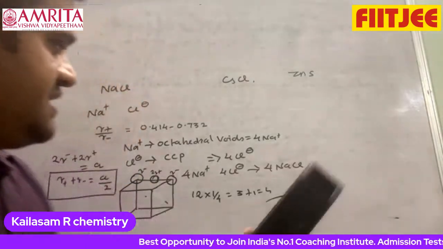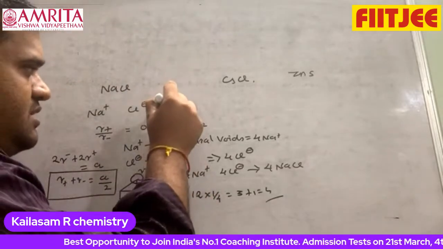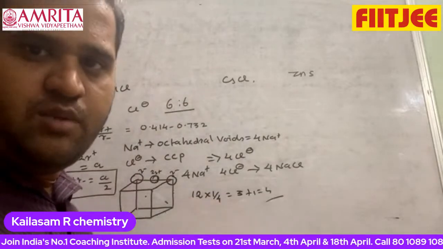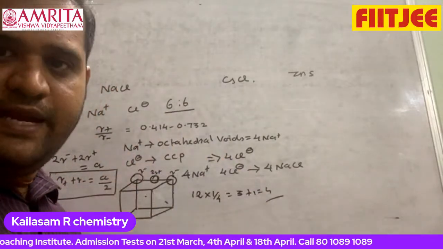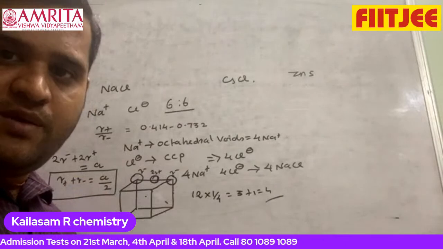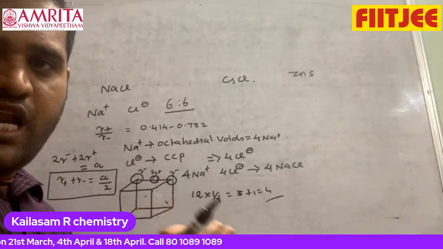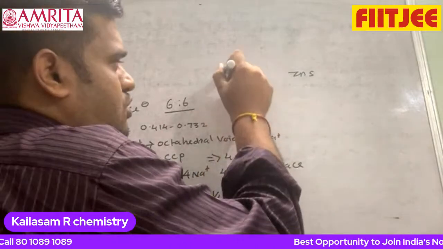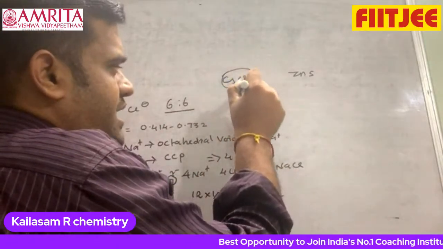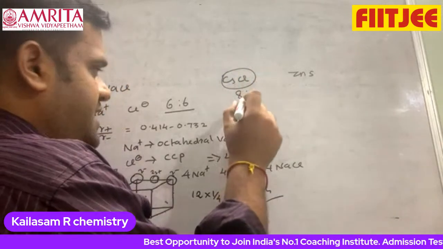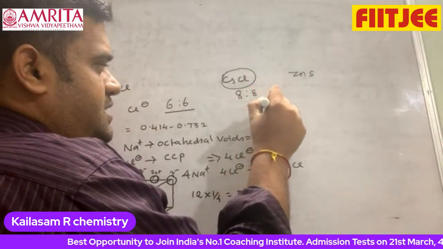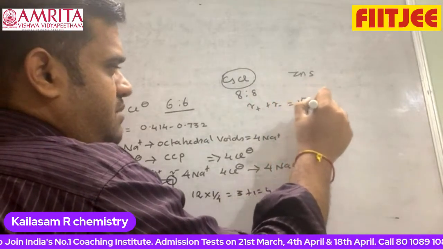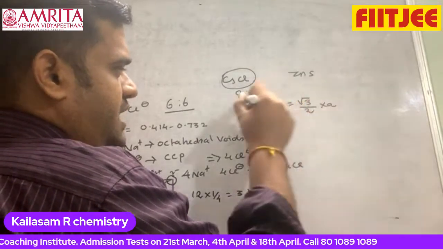Therefore, the coordination number is 6 is to 6, because 6 Na plus ions are surrounded by Cl minus ions, and 6 Cl minus ions are surrounded by Na plus ions. Therefore, the coordination number of NaCl is 6 to 6. Even cesium chloride has coordination number 8 is to 8. Therefore, we can write R plus plus R minus is equal to root 3 by 2 into a.